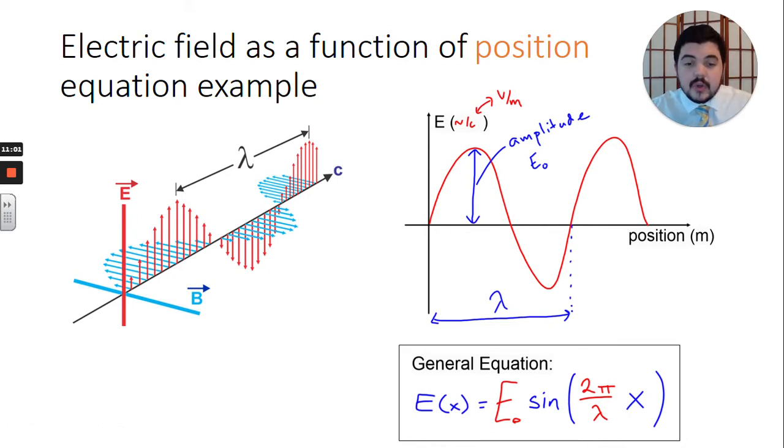I want to point out that I chose the sine function because it started at the origin, so that's going to be sine, and it's a positive sign because it went up from there rather than down. Now let's do another example, this time for electric field as a function of time.